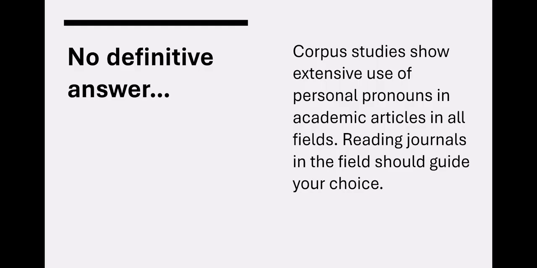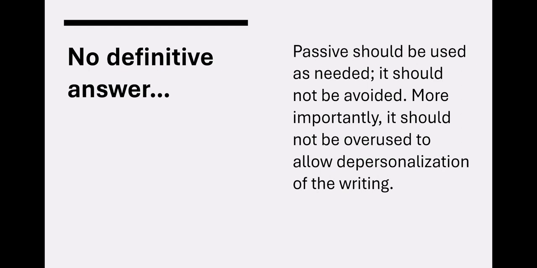So there's no definitive answer. As I said, corpus studies show extensive use of personal pronouns in academic articles in all fields. Reading journals in the field should guide your choice. No definitive answer. Passive should be used as needed. It should not be avoided. More importantly, it should not be overused to allow depersonalization of writing. Depersonalization means saying, again, one or the author or something like this. I think that that's definitely awkward and should be avoided. All right.